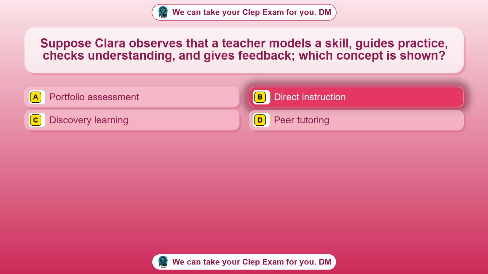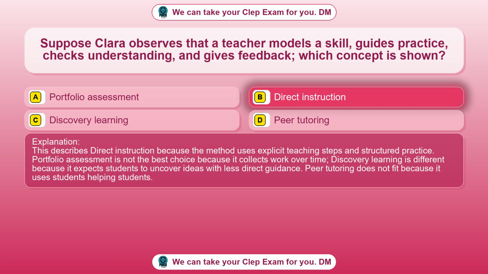Direct instruction. This describes direct instruction because the method uses explicit teaching steps and structured practice. Portfolio assessment is not the best choice because it collects work over time. Discovery learning is different because it expects students to uncover ideas with less direct guidance. Peer tutoring does not fit because it uses students helping students.